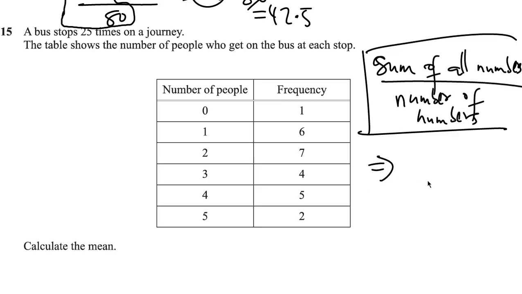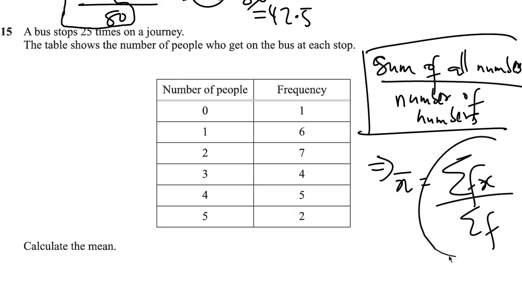So that leads to the formula that says that the mean is equal to the summation of fx divided by the summation of f, where f is the frequency and x is the data. Let me explain this in clear terms. It says the number of people who get on the bus at each stop. The bus stopped 25 times. So 0 happened once, which means nobody entered the bus at the first stop, and that happened once.